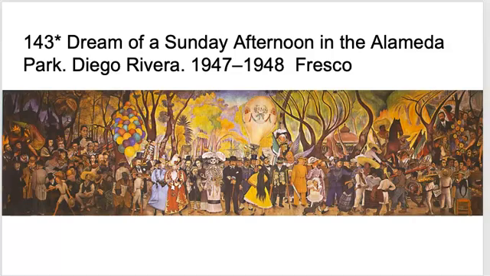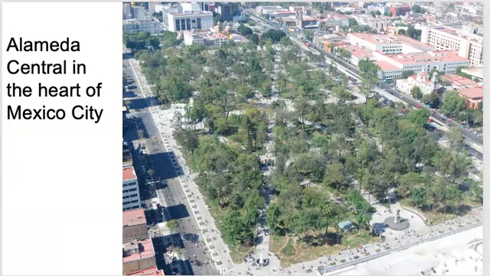So Alameda Park is a park. This is the Alameda Park. They call it Alameda Central in the heart of Mexico City. And this is the park that Rivera is referencing in the painting. So it's an urban park downtown Mexico City. This park was created in 1592. And it's the oldest public park in the Americas, which I think is really amazing. So it's located near the Palacio de Bellas Artes, which is a prominent cultural center in Mexico City, which holds many famous murals that are painted inside.